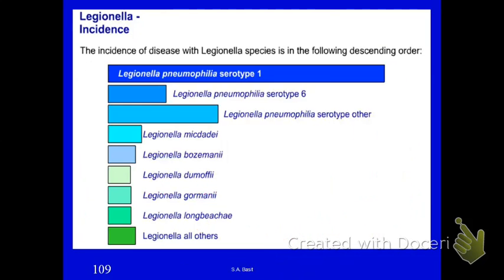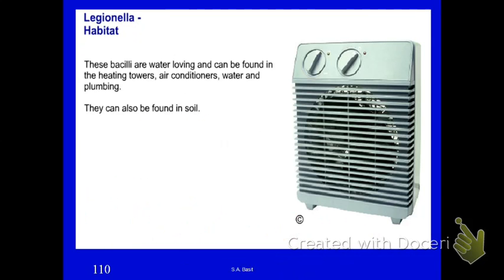Okay. So, the incidence of disease with Legionella, the most common would be serotype 1. Okay? So, there would be other species such as Bozemanii, Dumoffii, Longbeachae. Okay? But the most common, at any rate, would be Legionella pneumophila serotype 1. So, the bacilli are water-loving and can be found in heating towers, air conditioners, water, and plumbing.